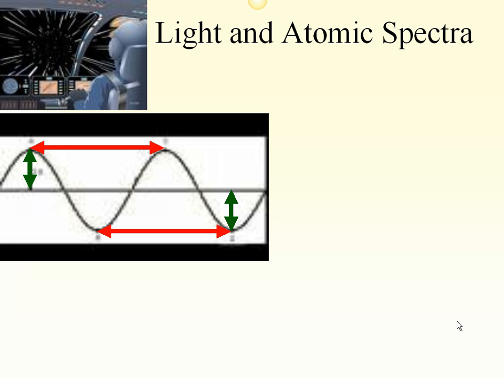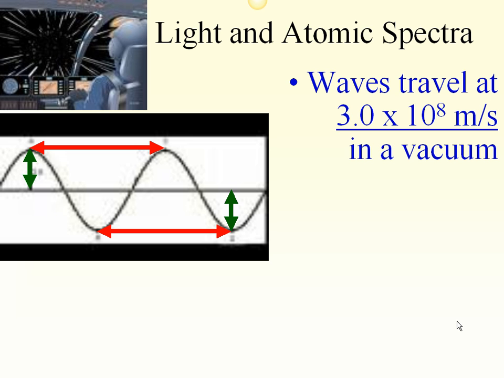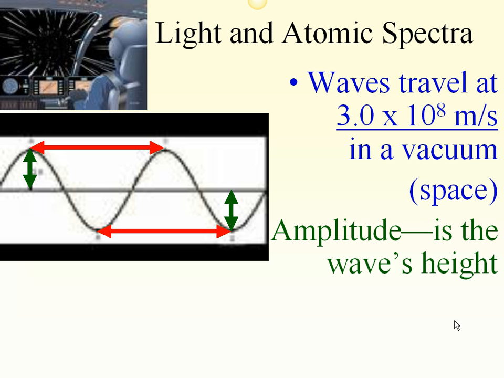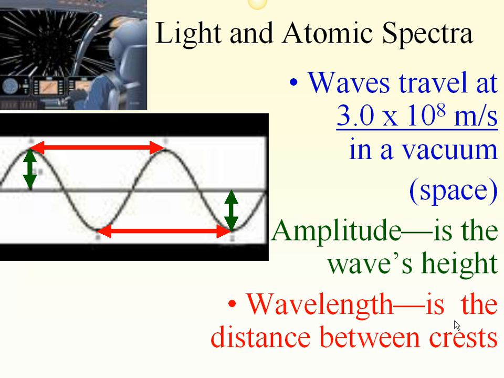Light in the atomic spectra. Waves travel at 3.0 times 10 to the 8th meters per second in a vacuum. That's in space. Amplitude is the wave's height. Wavelength is the distance from crest to crest.